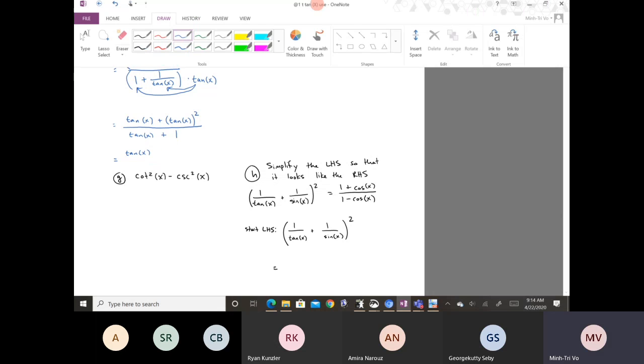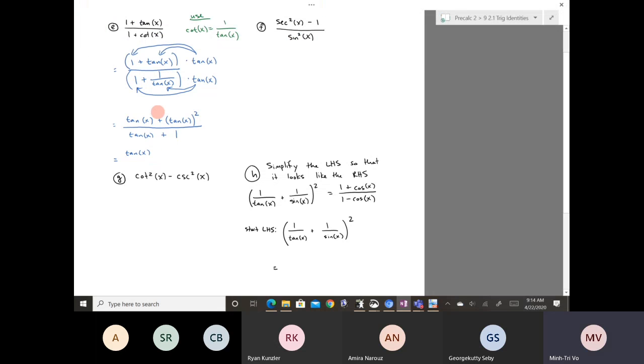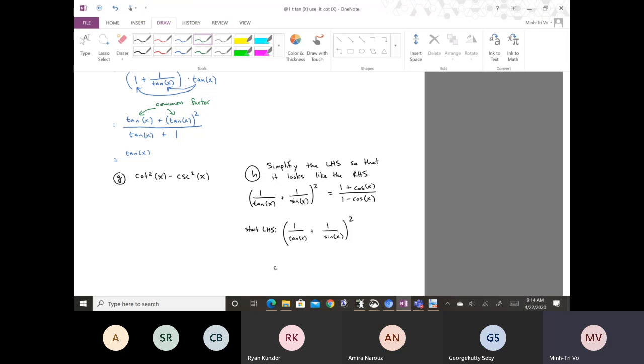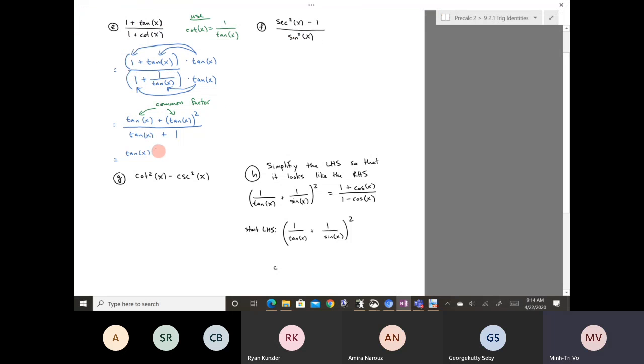So basically there's a common factor here and here. All right, so I factor out the common factor. So if I factor out tangent, there's 1 left over here, and there's 1 more tangent left over here.